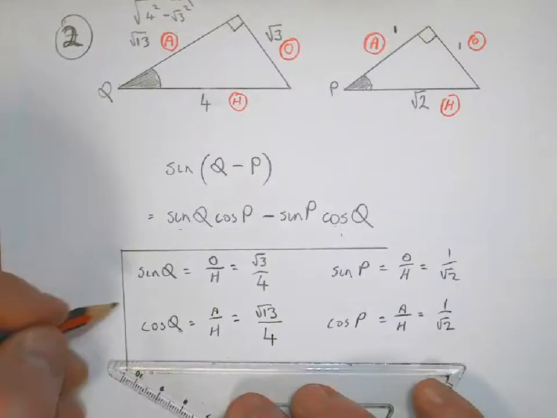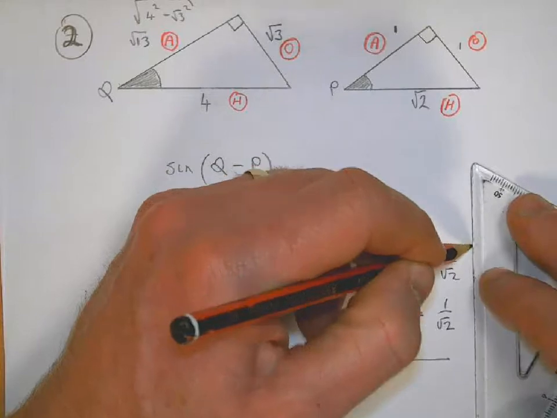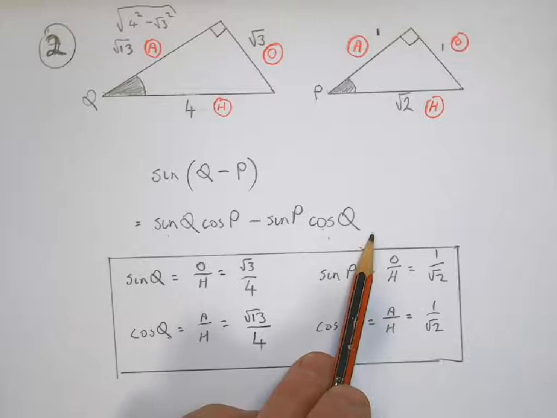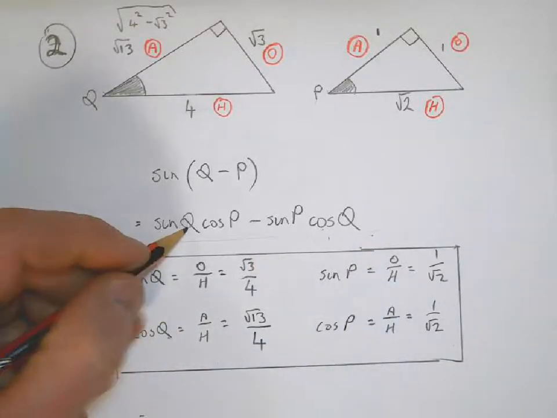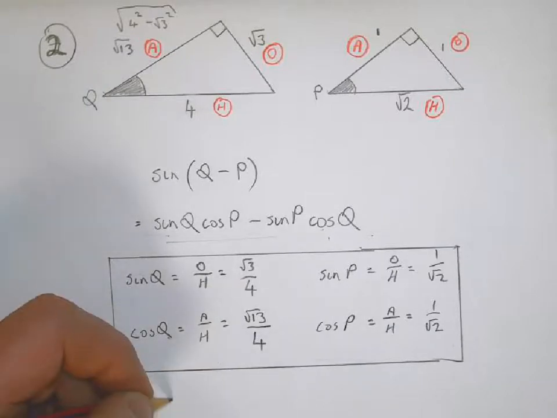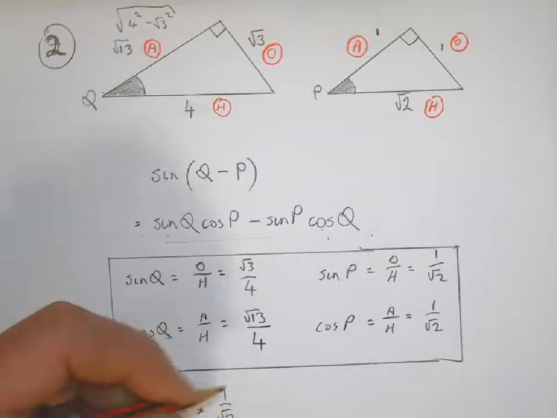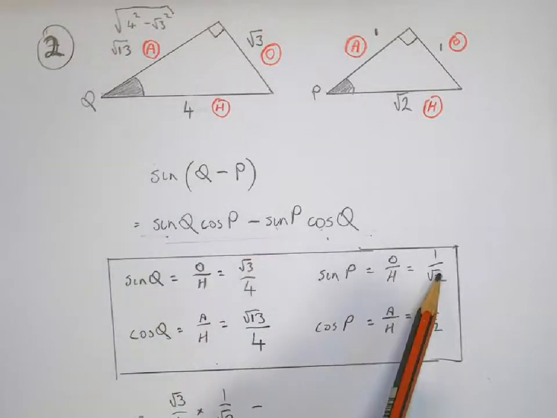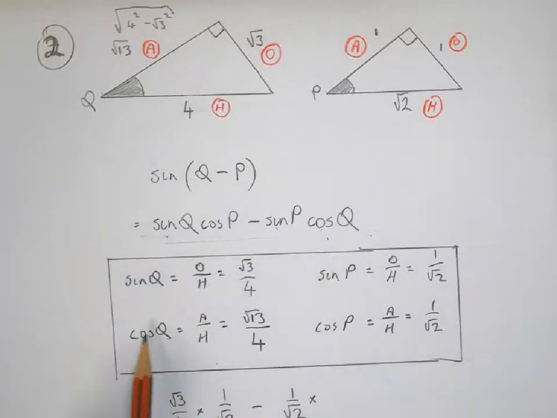So now with all this information, we can substitute all this into this addition formula here, or the expanded bracket. So sine q, there's sine q, is root 3 over 4. Cos p is 1 over root 2. And we're going to take away sine p, there's sine p there, and times it by cos q, which is this one here.